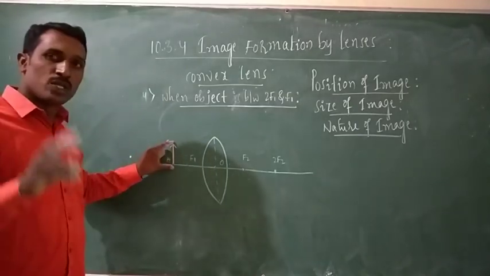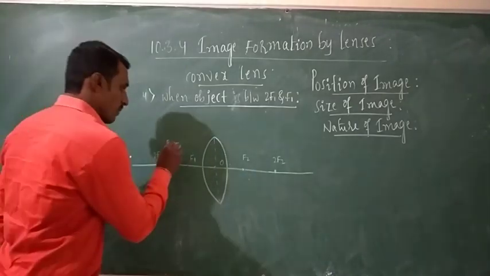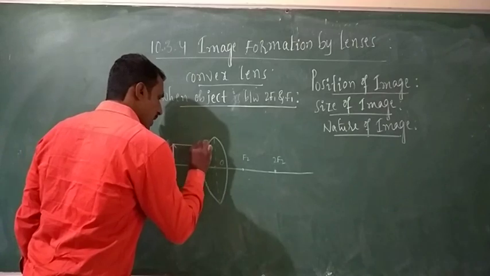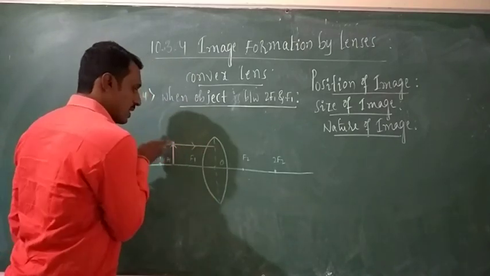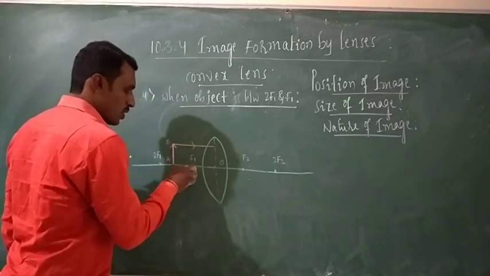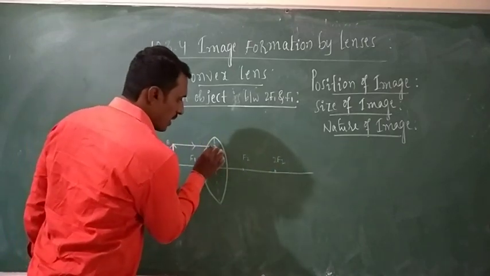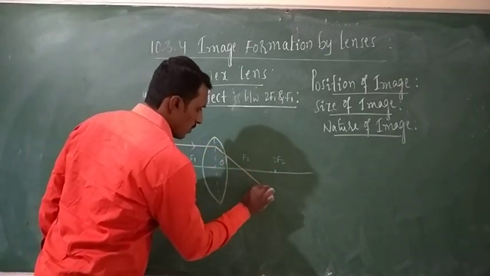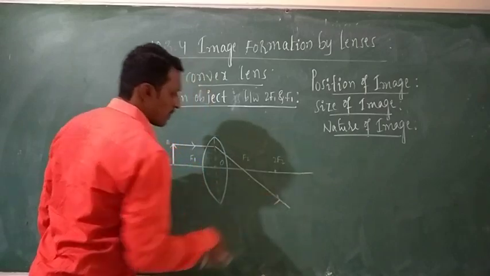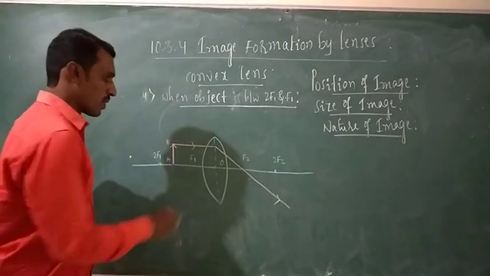I have taken two rays. First ray: the light ray passes parallel to the principal axis. Yes, this is passing parallel to the principal axis. After refraction, it passes through focus.